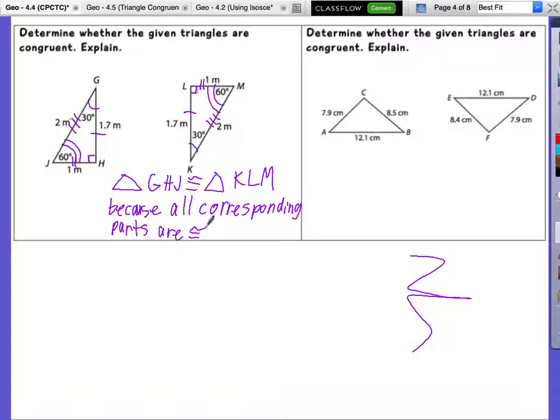Wait, why is it funky like that? One side is 8.5, but on this one it's 8.4. Wow, it's like you found something.